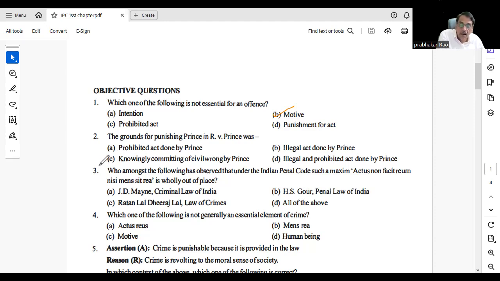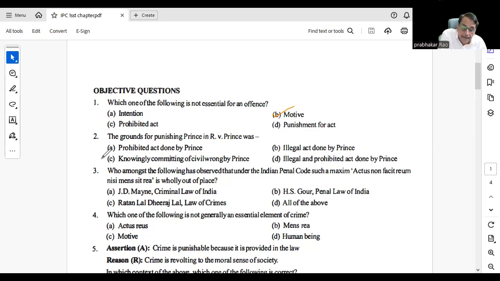Now the second question is, the ground for punishing Prince in R versus Prince was: A, prohibited act done by Prince; B, illegal act done by Prince; C, knowingly committing a civil wrong by Prince; D, illegal and prohibited act done by Prince. Here, unless you know the case of R versus Prince, you cannot answer this question. So far as landmark cases are concerned, I will take up two classes on all the landmark cases relating to BNS. In those classes, I will explain the settled law laid down there, as well as simple facts to remember those cases.